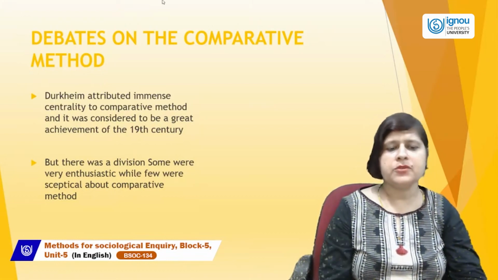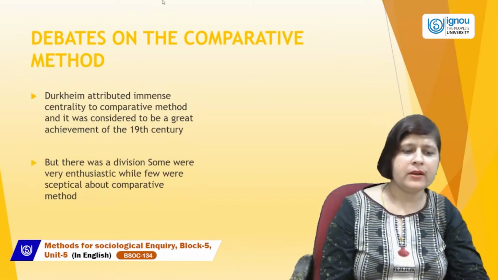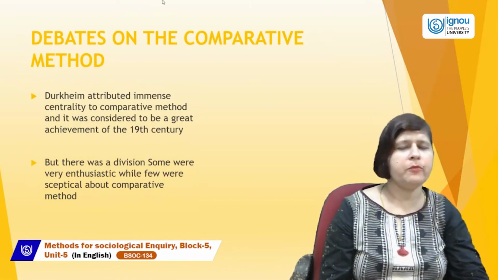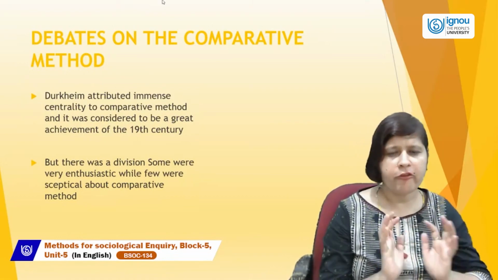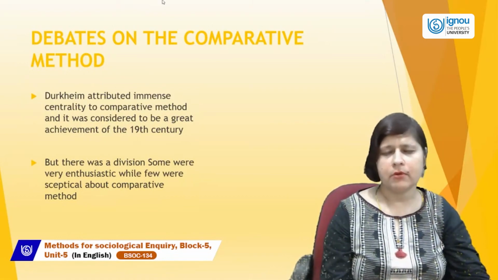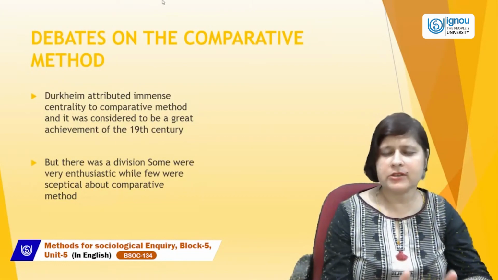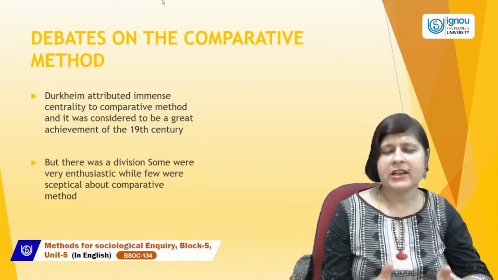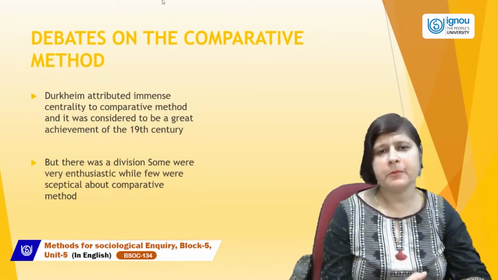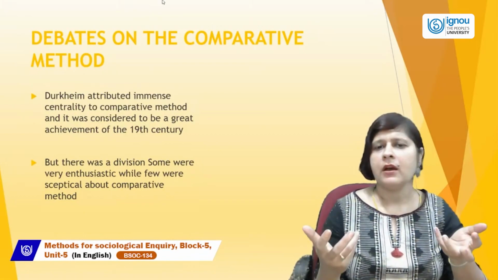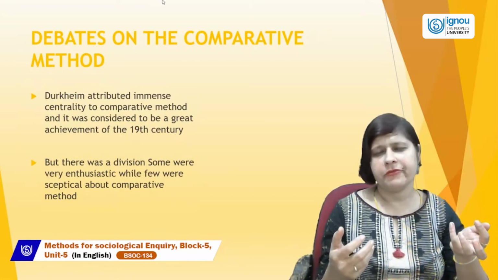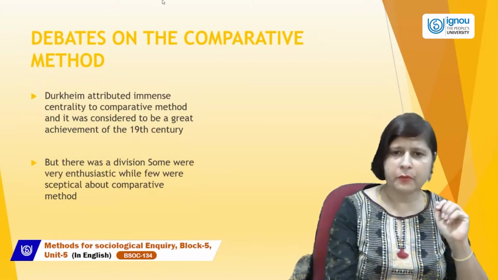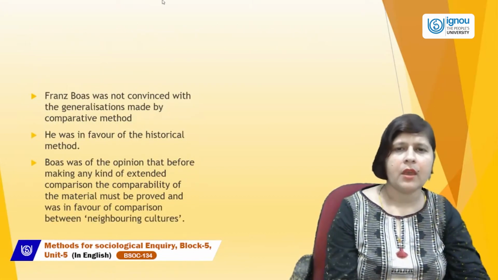Some were enthusiastic, while few were skeptical about the comparative method. Although Durkheim was in favor of the comparative method, according to him, it is important; you can study society scientifically through the comparative method. But again, there were two groups. There was a division among the sociologists. Few were in favor of the comparative method, while others were not.